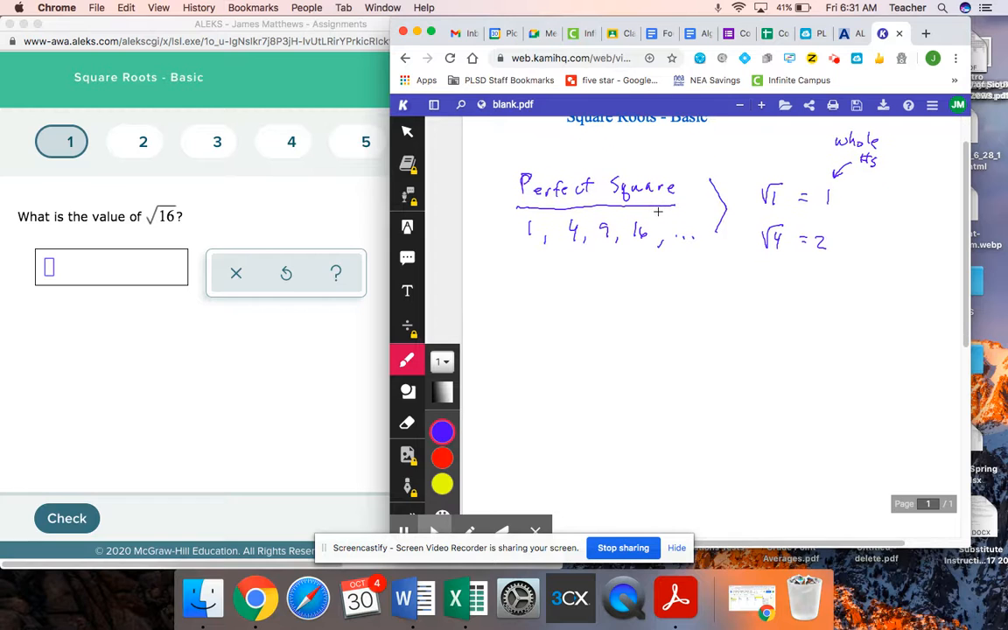Now let's make sure we understand what I mean by taking the square root. First off, this is the symbol. It's a radical. This means the square root. The square root means 2. Or in other words, what times itself 2 times.